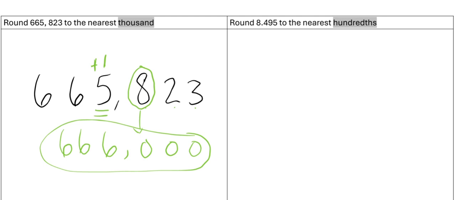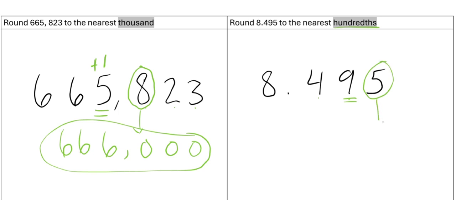Okay, next one, next door. And now we're rounding decimals. So still same steps, okay? We write our number. We underline our place value, and we're rounding by the hundredths. So this is our tenths, this is our hundredths. So we underline this one and we circle our partner. This is where that 0 starts. The 5 that I circled is going to tell me to go up or add 1. Then I come to the one I underlined and I add 1.